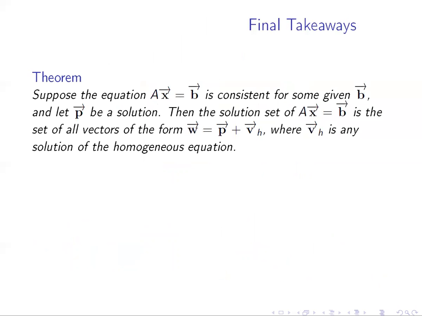So what are the final takeaways you can take from this section? Well, a key one is this theorem. Suppose the equation Ax = b is consistent, meaning it has a solution for b, and let p be a solution of that. Then the solution set is always going to be p plus the homogeneous solution. So it's always some single vector. All you have to do is find one solution to my Ax = b, and then I just add that solution onto the homogeneous solution. So this is why we like homogeneous solutions.